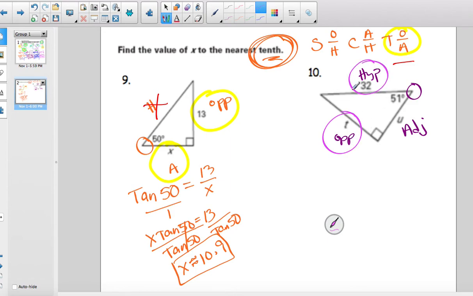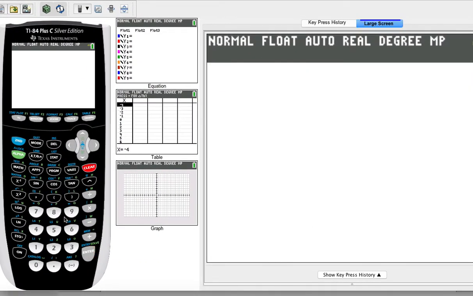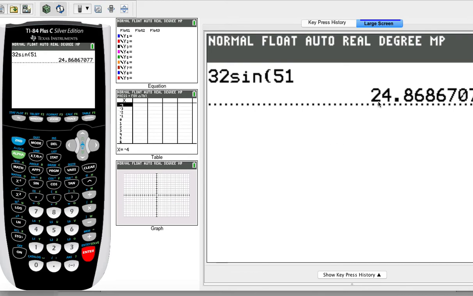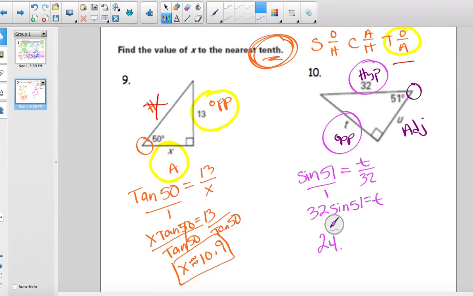This is what I have, and that's O and H. So I'm gonna use the sine function. Sine of 51 is the opposite over the hypotenuse. So it's set up. Now I'm going to cross multiply to solve. So 32 sine 51 equals t. And t is alone, yay! So we can just go to our calculator and do 32 sine 51. We want the tenths place. The tenths place here would be 24.9 for t. So 24.9 is approximately t for that one.